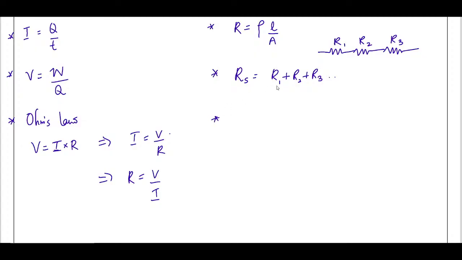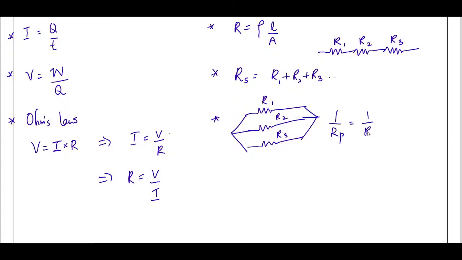In the same way, when the resistors are connected in parallel, that is R1, R2, R3, the effective resistance between the endpoints is 1 by Rp equals 1 by R1 plus 1 by R2 plus 1 by R3.